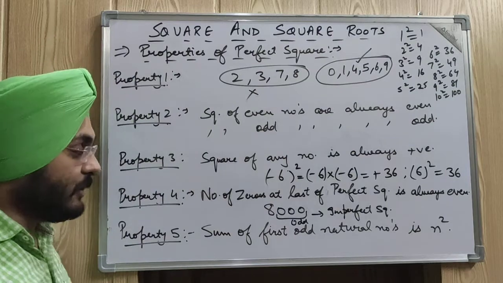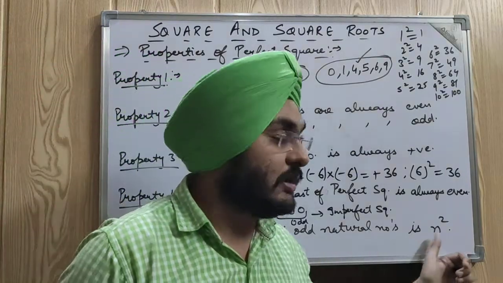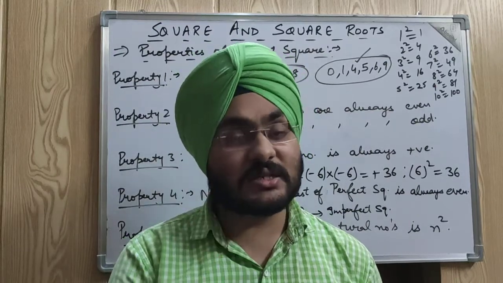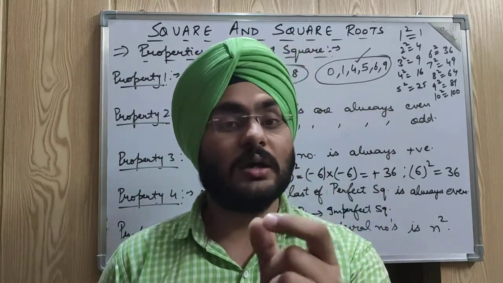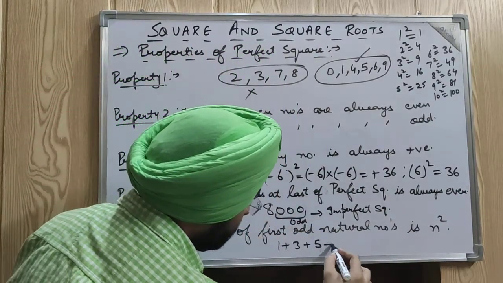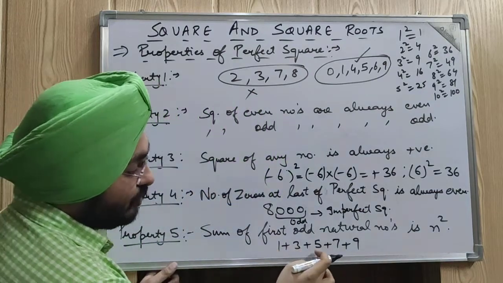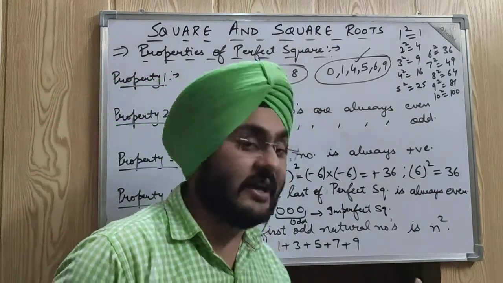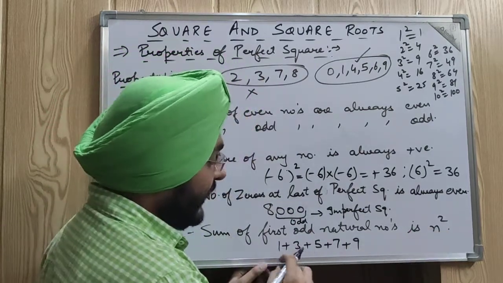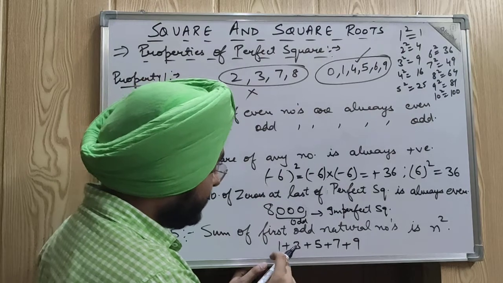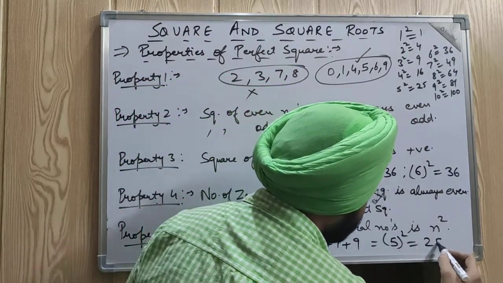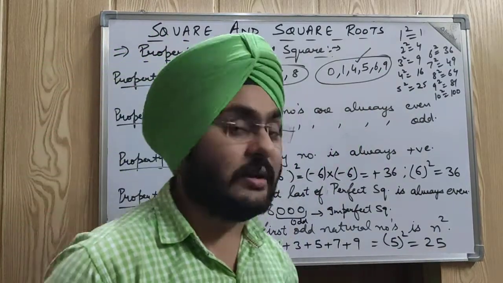Coming to the next property: the sum of first n odd natural numbers is n square. If I am finding the sum of the first 5 odd natural numbers, they are 1, 3, 5, 7, 9. These are the first 5 odd natural numbers only. He is saying the sum will be n square. Here the value of n is 5, just count the number of terms: 1, 2, 3, 4, 5. Take the square of this, so the sum will be 25.